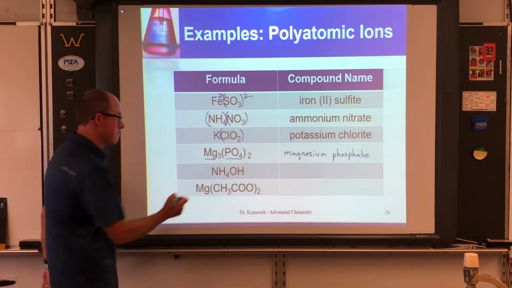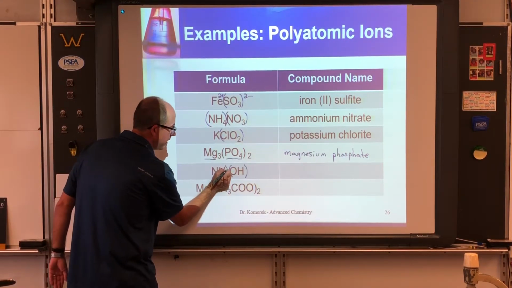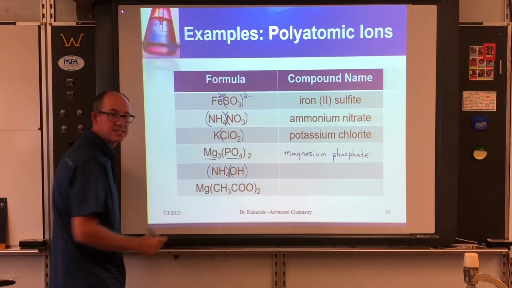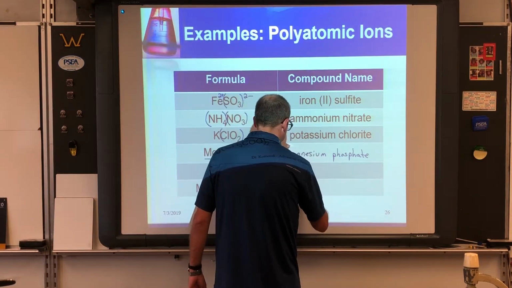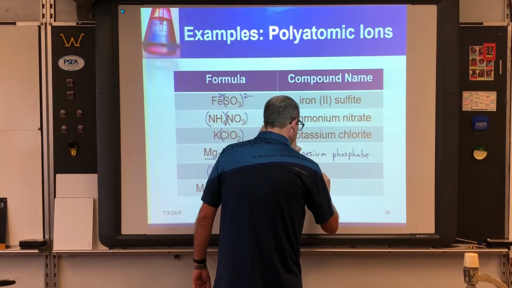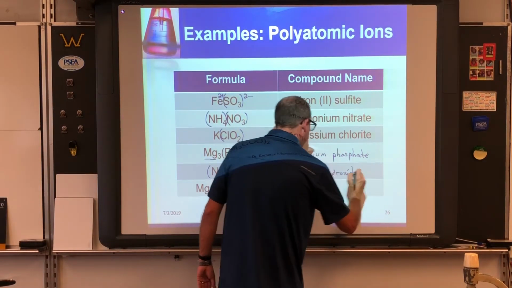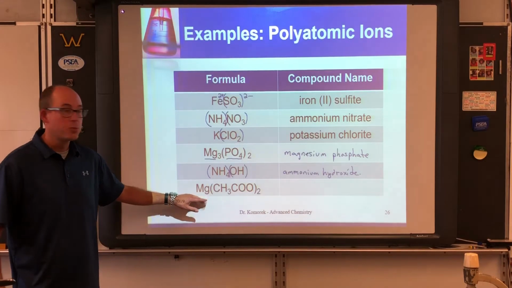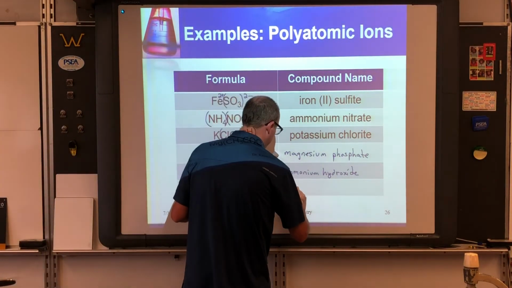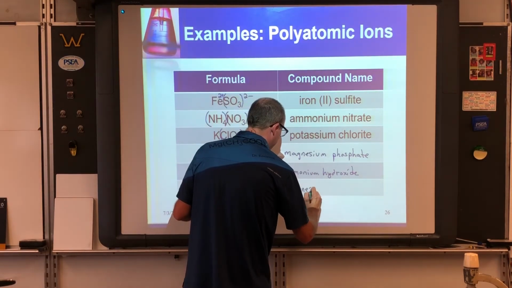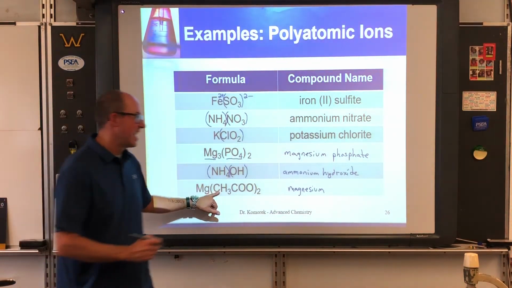For this one, OH, hydroxide, NH4 we already saw that was ammonium. I put it together, I get ammonium hydroxide. And in this one, magnesium, no Roman numeral needed because it's in group 2. And CH3COO is acetate.